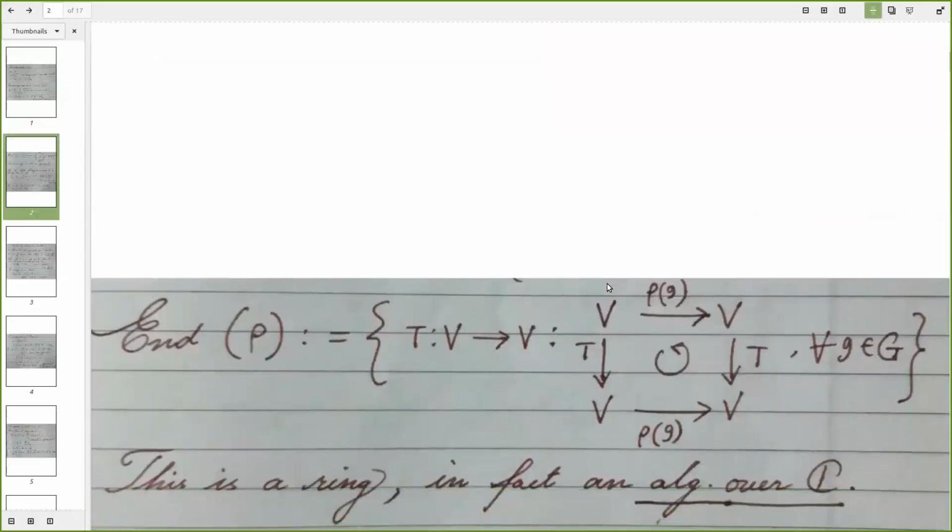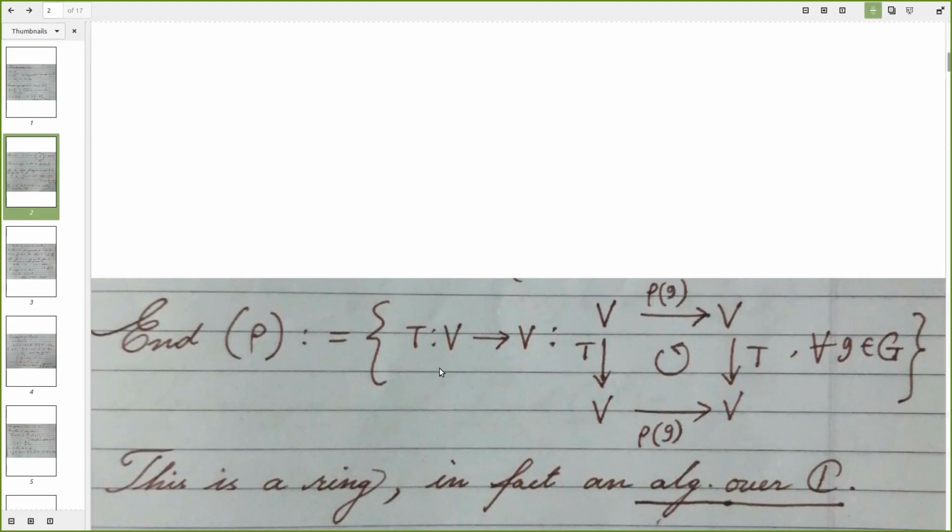Okay. Now we will talk about the ring of endomorphisms of a given representation rho. By an endomorphism of a representation rho, I mean a linear map from V to V which is G invariant. Okay, let me repeat. It's a linear map from V to V which is G invariant. So End(rho) is defined to be the collection of all linear maps which are G invariant. That is, for every g, this diagram commutes.